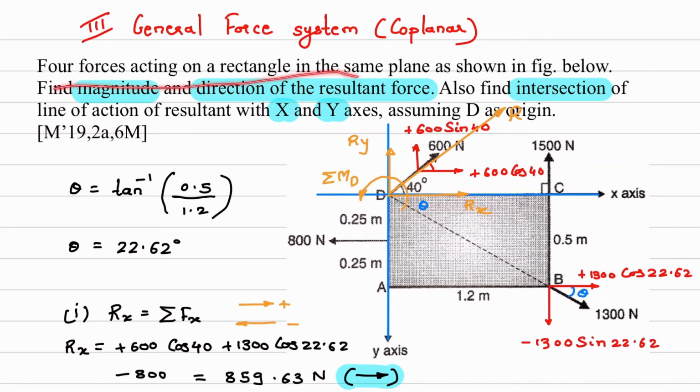Four forces acting on a rectangle in the same plane. So this is a rectangle as shown in figure. Find magnitude and direction of resultant. Also find intersection of line of action of resultant with x and y axis, assuming D as origin. So D as origin means this is x axis, this is y axis. It is given in the question, x and y axis.